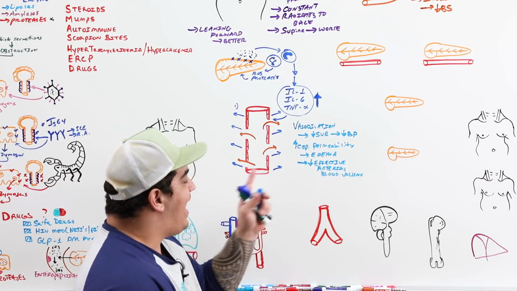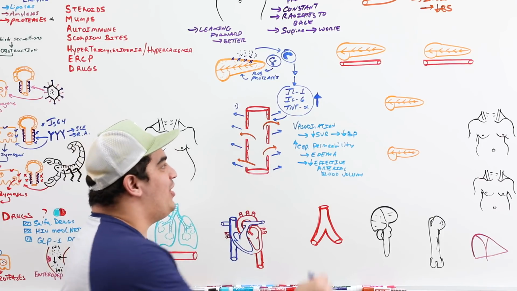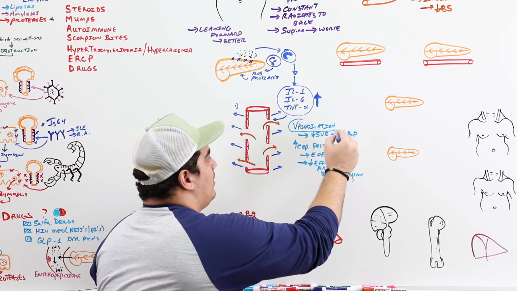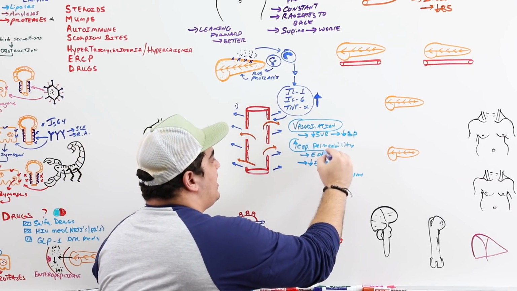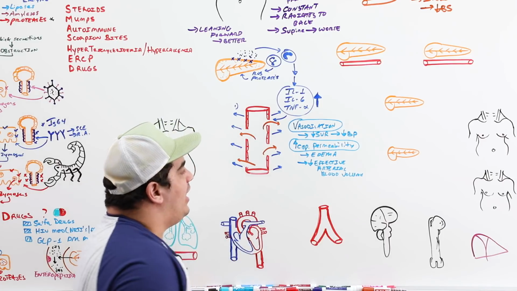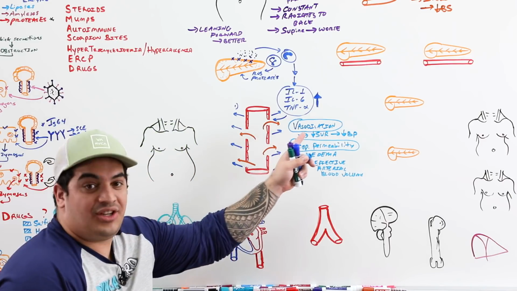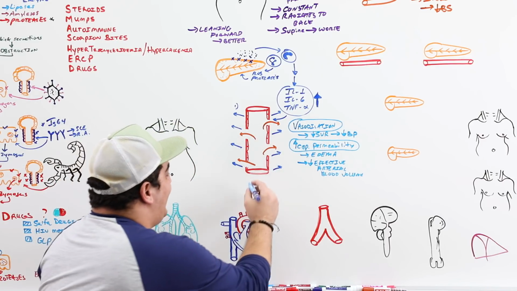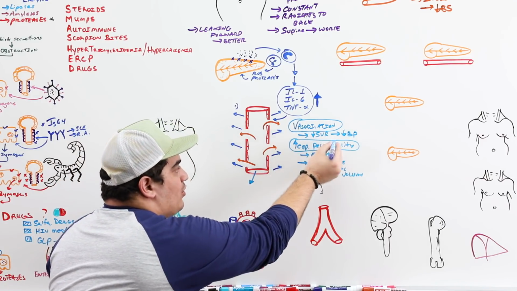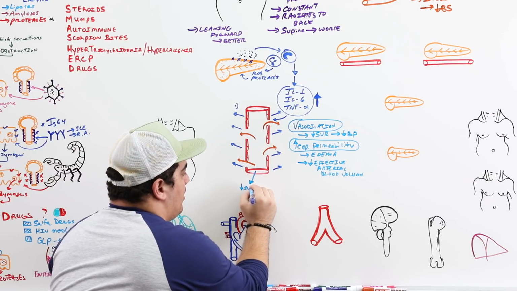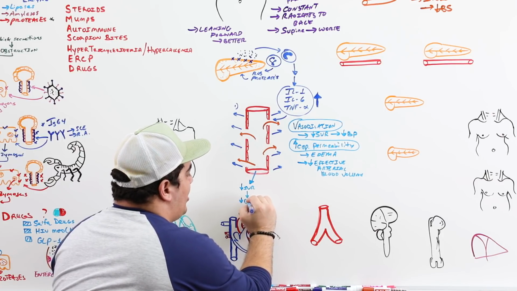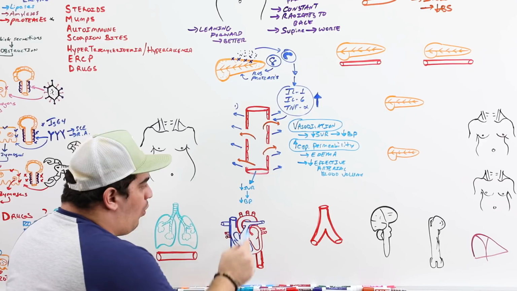Now, here's the next thing. So we know that we get this vasodilation, we get this increased capillary permeability. Here's what I want you to remember. This vasodilation is widespread. And if you have this vasodilation, it leads to a drop in the systemic vascular resistance, a drop in the blood pressure, right? What's going to happen?